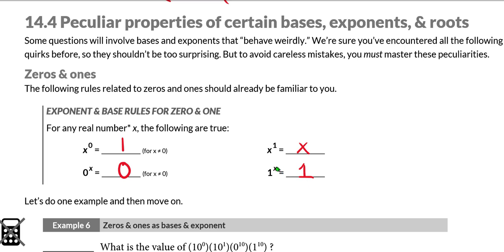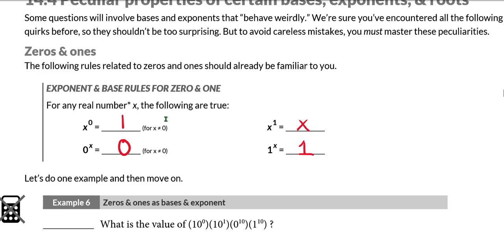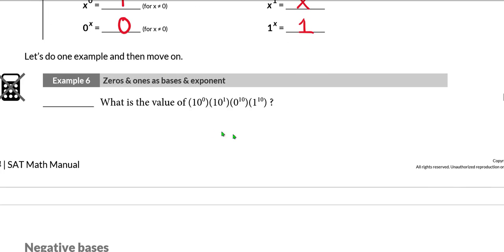Doesn't matter what that power is, positive, negative, 0. 1 raised to any power is always 1, and anything raised to the 1 is always the base. We're going to do one example because this should be very simple stuff, and then we're moving on.